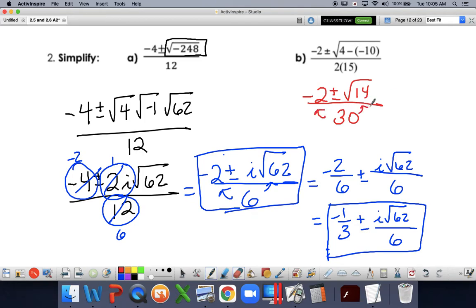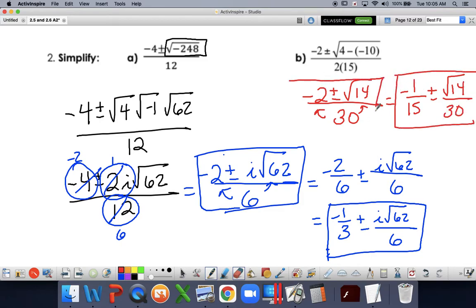If you do want to simplify it, you could put 30 under both of these, which negative 2/30 would simplify down to negative 1/15. And I know we're going to see that even number under the radical, and you're going to want to simplify it, but either one of these answers would be acceptable.